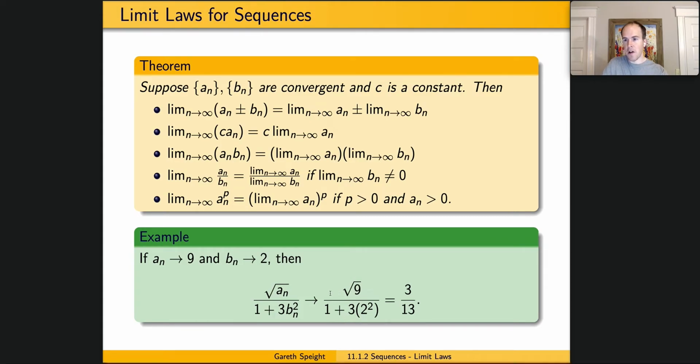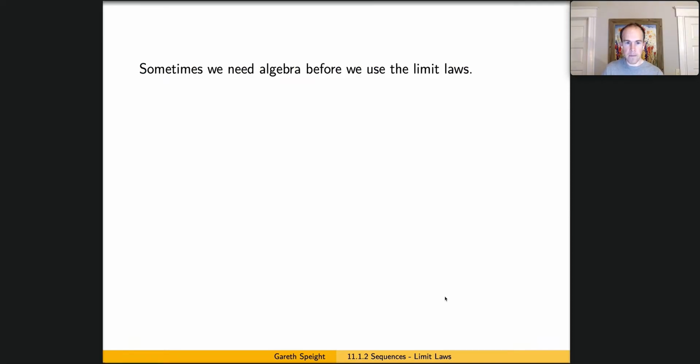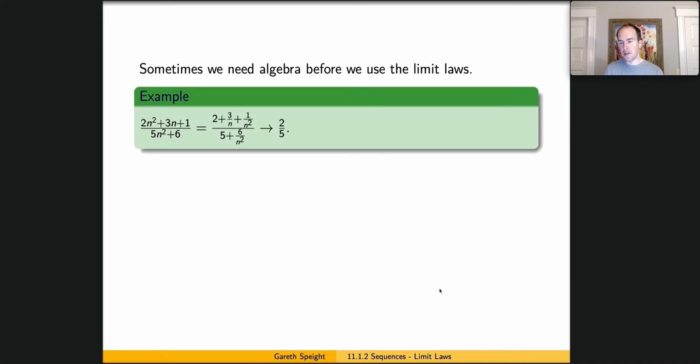So this tells us the limit of the top and the limit of the bottom. And then lastly, the limit of a fraction is the limit of the top divided by the limit of the bottom. So this is going to be square root of 9 divided by 1 plus 3 times 2 squared, which is 3 over 13, which we were allowed to do because the limit of the bottom is 13, which is non-zero. Okay, so sometimes we might also need to use algebra before we use limit laws. For instance, if we end up with 0 over 0 or infinity over infinity, we're going to need to rewrite that so we can see what's happening.